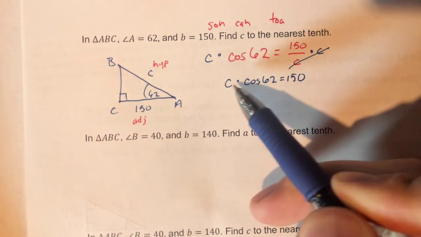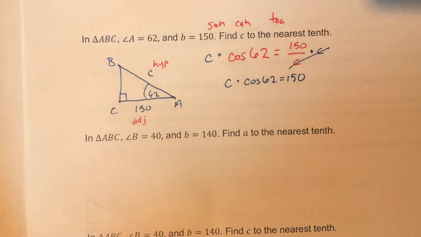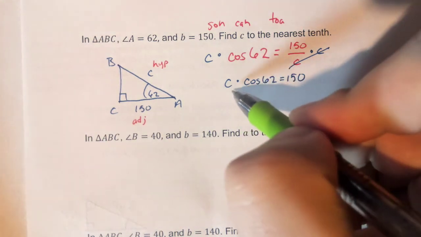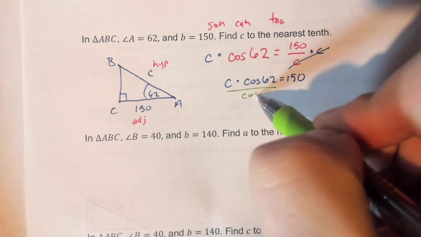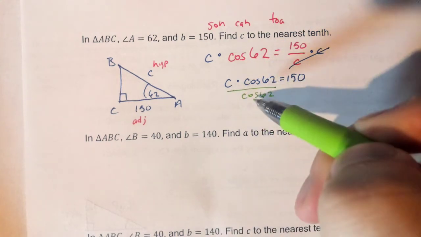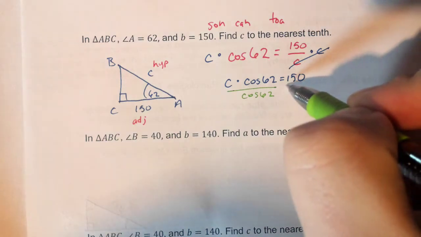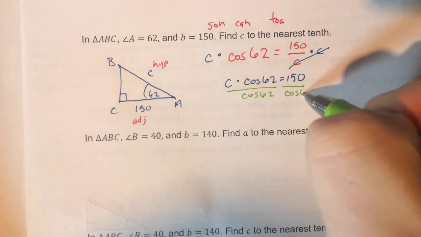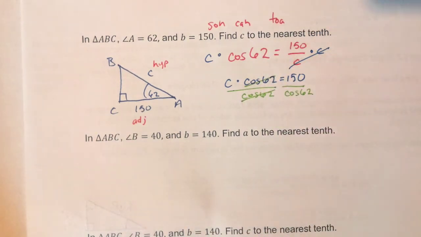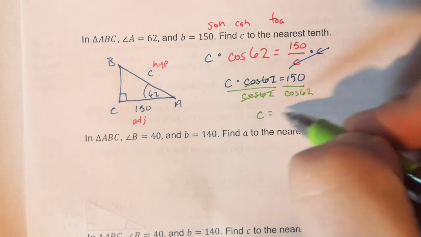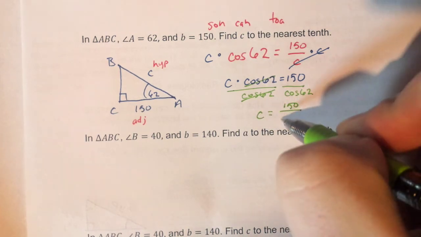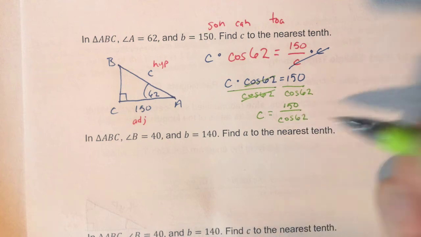What's the last thing I have to do to get this C by itself? Well, if that C is being multiplied by the cosine of 62, we're going to divide this side by the cosine of 62. If I divide the left side by the cosine of 62, I have to divide the right side by the cosine of 62. Those on the left cancel, and it looks like C equals 150 divided by the cosine of 62.